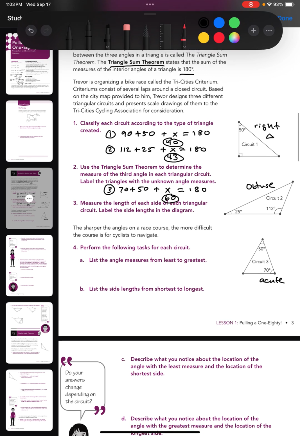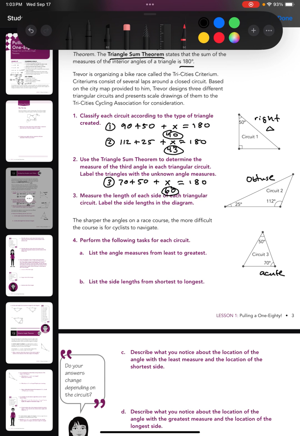All right, measuring side lengths. We're not going to actually measure them, but we're going to talk about the rule that we know. So first, angle measures. We're going to identify those. So for number 4, list the angle measures from least to greatest. So for the first one, least to greatest would be 40, 50, and then 90. For the second one, we'd have 25, 43, and 112. And for the third one, we would have 50, 60, and 70.